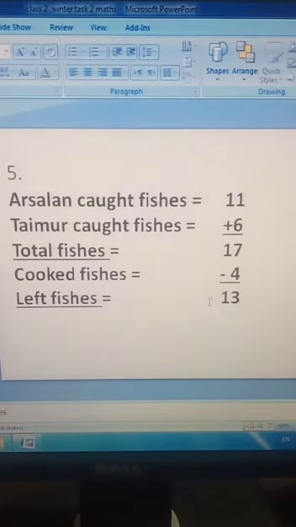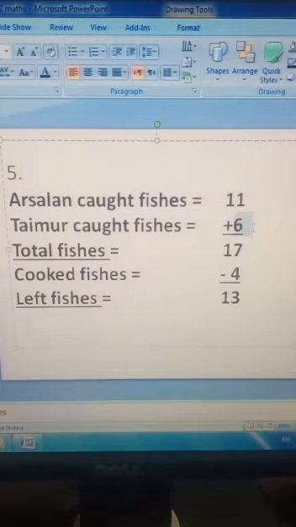Number 5. 11 fish were caught by Arsalan. Arsalan caught 11 fishes. His friend Tamur caught 6 fish. Tamur caught 6 fishes. So here we will write down 6. Firstly, we will find out the total number of fishes. 11 plus 6, this will be 17.